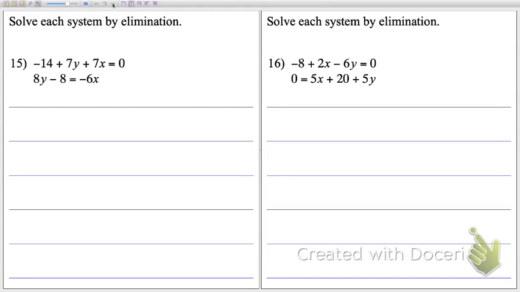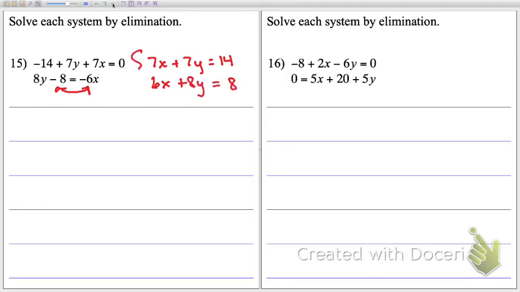So let's see, X and Y are on the one side, right? So I can write it 7X plus 7Y equals what? 14, because we have to add it over. And on the second equation, it looks like I need to add over the 6 and add over the 8. So it'd be 6X plus 8Y equals 8.